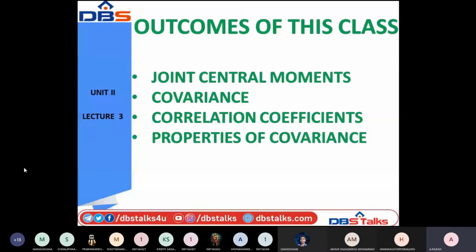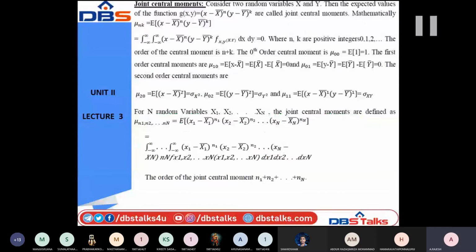The covariance. Now, coming to the first one, that is joint central moments. So here we are considering two random variables. We are not considering multiple random variables. We are initially considering two random variables, that is x and y. Then the x... is it audible? Expected value of the function g of x comma y. In the previous one we have... can I play from the starting?